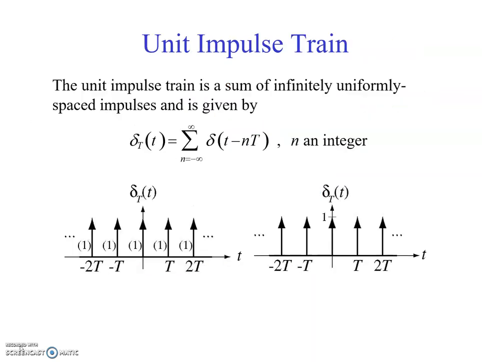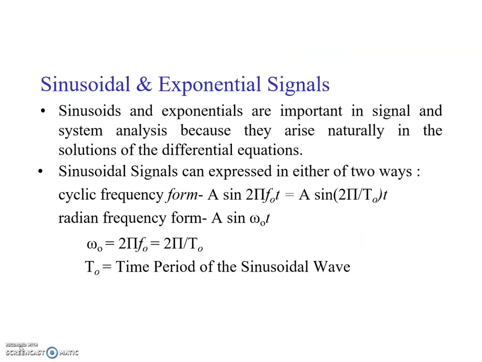Next, the unit impulse train, it's a combination of unit impulses. And its mathematical equation is delta t equal to summation n equal to minus infinity to infinity of delta t minus n, where n is an integer value.